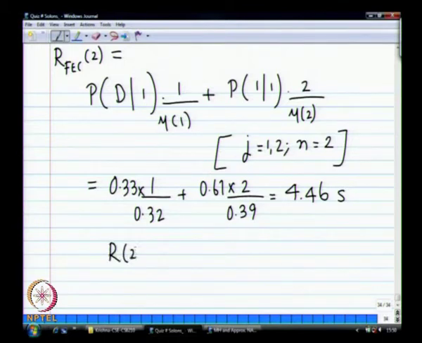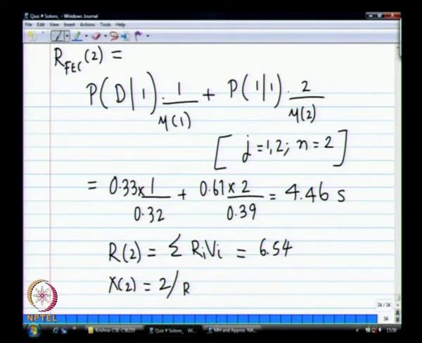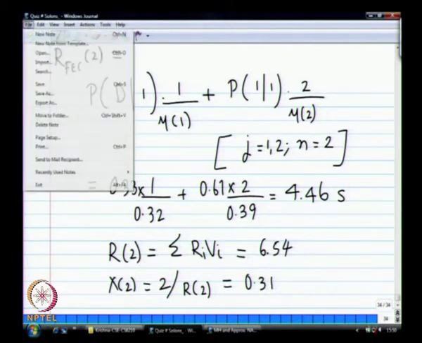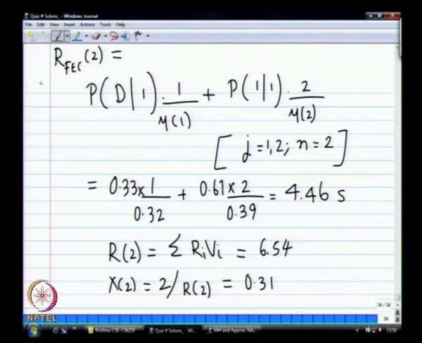So now R of 2 is computed like before, and that is now updated to 6.54. Then X of 2 is 2 divided by R of 2, and that is 0.31 and so on. Okay, is that followed?